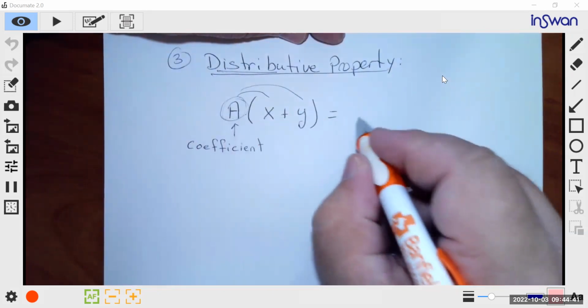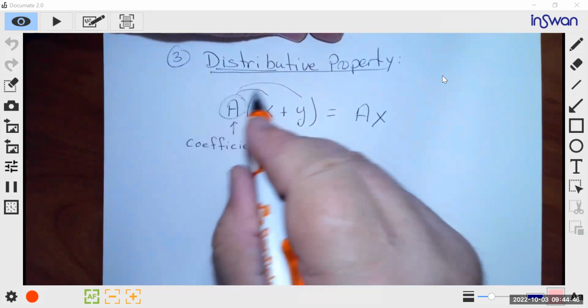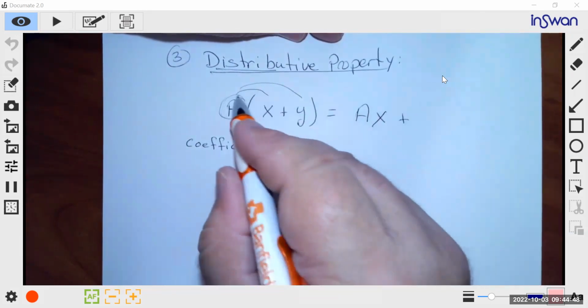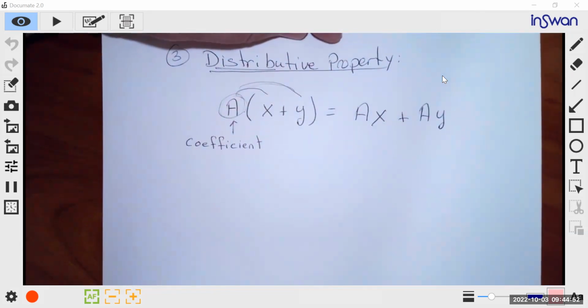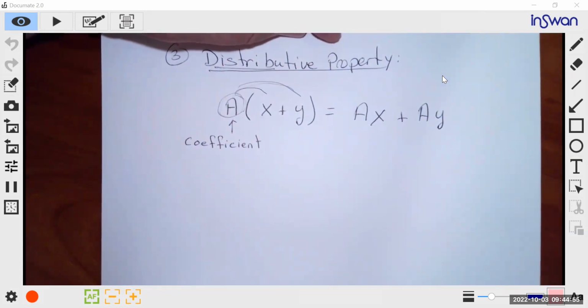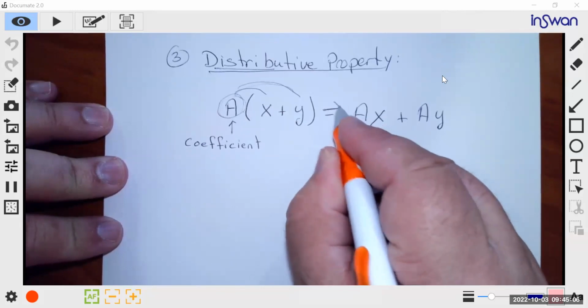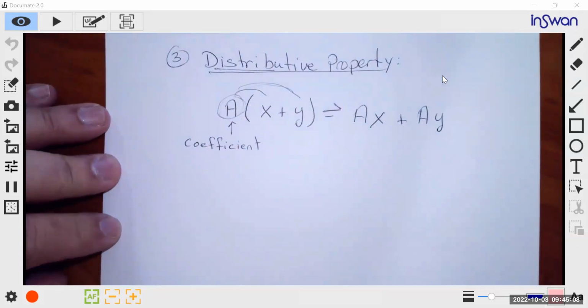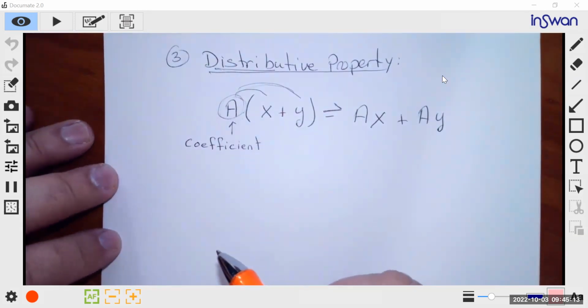So a times x is ax. Positive times positive is positive. A times y is ay. Now here's the cool part. That's the distributive property. If you go from this direction, from left to right, it's distributive. Take whatever's in front, multiply it, everybody inside the parentheses.